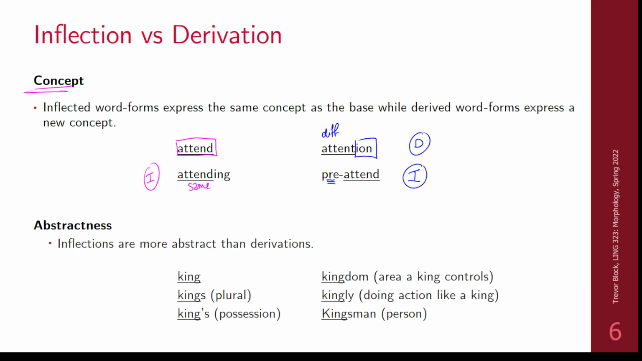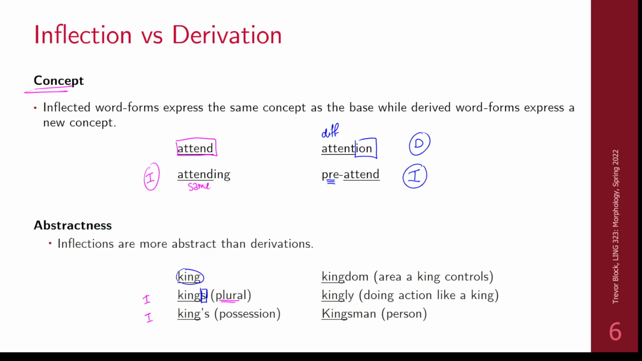Okay, let's try something with abstractness. So inflections tend to be more abstract than derivations. So basically you can think of anything with a derivational prefix or suffix as being something that makes a concrete thing. So when we think about king as a meaning, okay, king as a concept, it's a person. When we think about plurality, okay, there's multiple kings. So you can physically see multiple kings. However, plurality itself is abstract. The notion of having one thing or having more than one thing is an abstract concept, so this is inflectional.